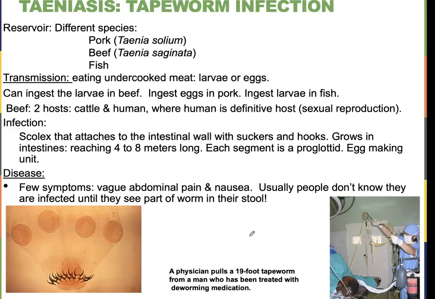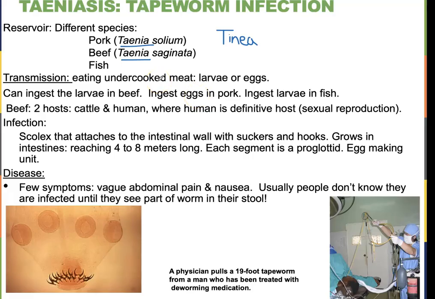All right, next up is our tapeworm infection, or taeniasis. So you can see Taenia solium is pork tapeworm, Taenia saginata is beef tapeworm. So that word Taenia refers to the genus that is basically a tapeworm. Don't get it mixed up with tinea, right? Tinea is a fungal infection of the skin, a dermatophyte. So that's different than Taenia.